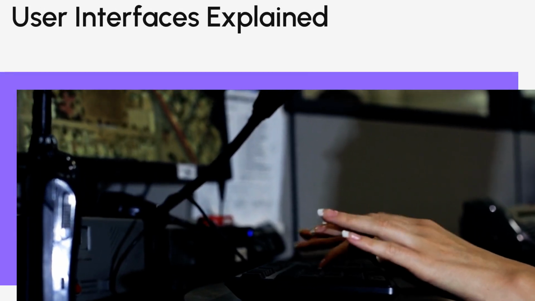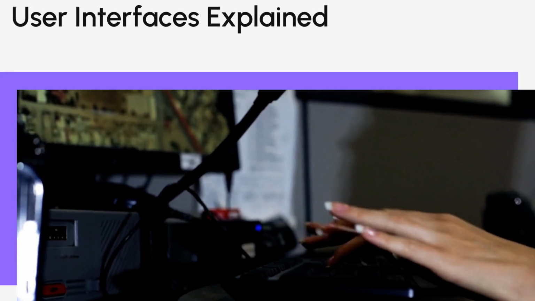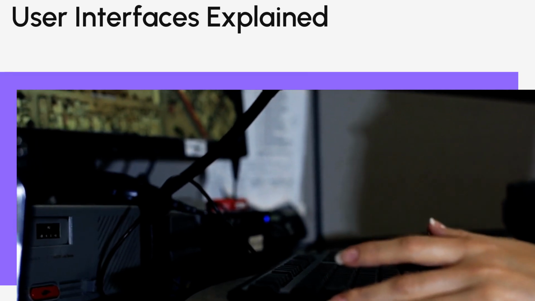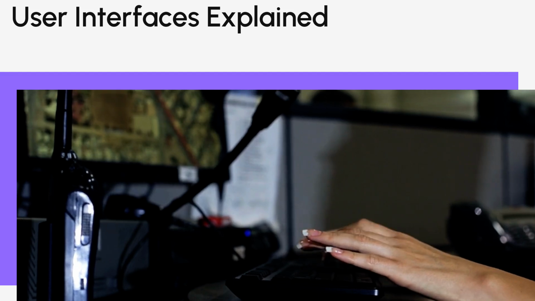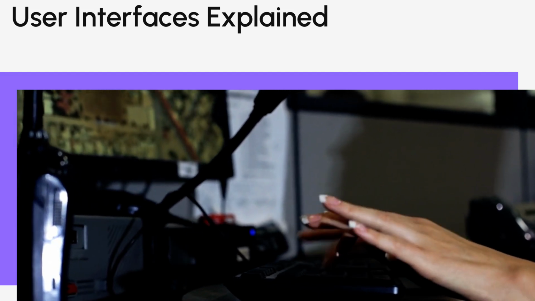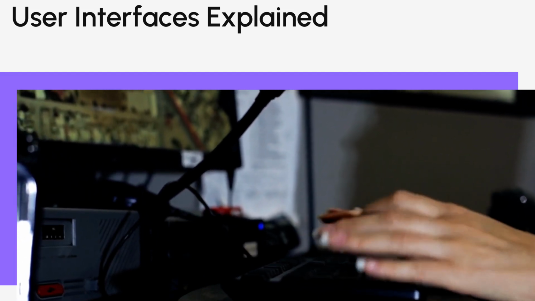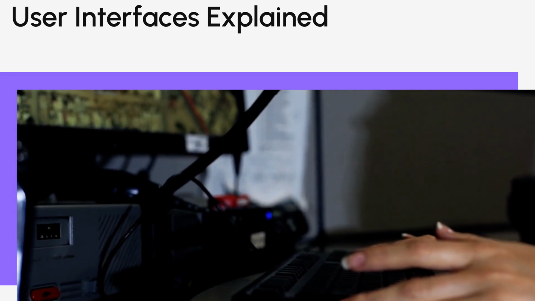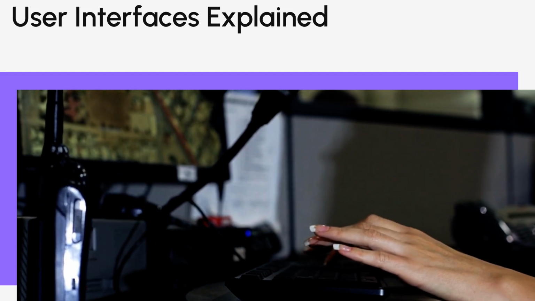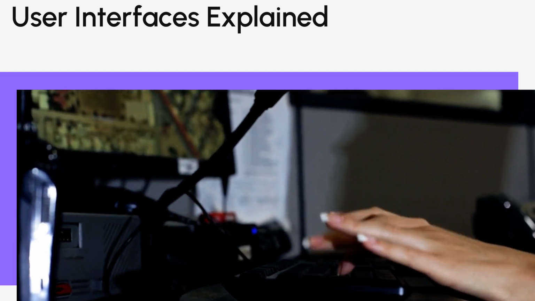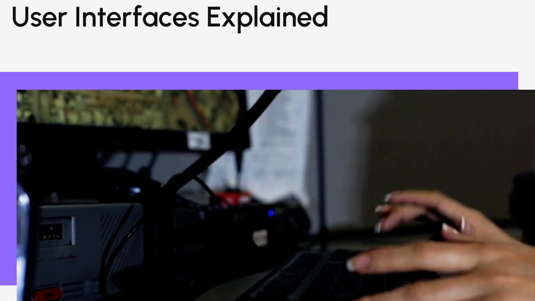User interfaces explained. The user interface enables interaction between users and the operating system. Command line interfaces offer text-based interaction. Graphical user interfaces use windows, icons, and menus. Both interfaces translate user inputs into commands for execution. They are essential for user-friendly operation.